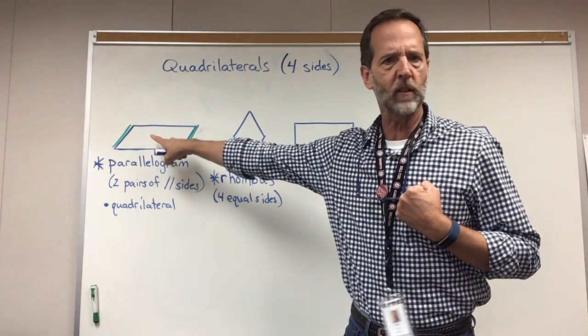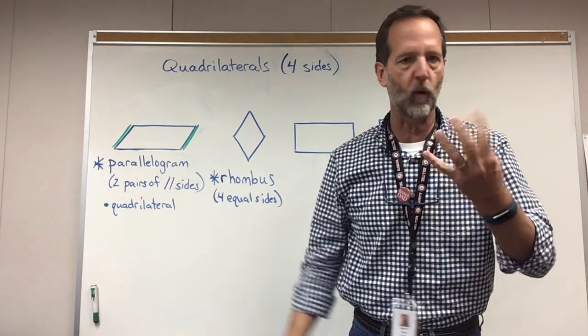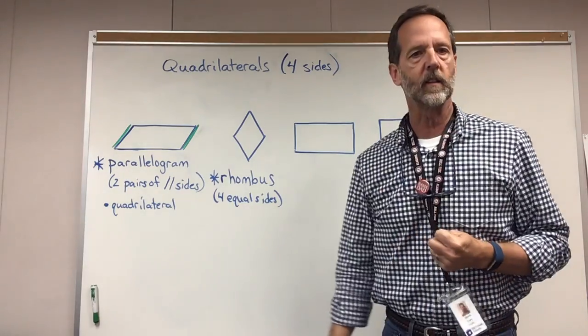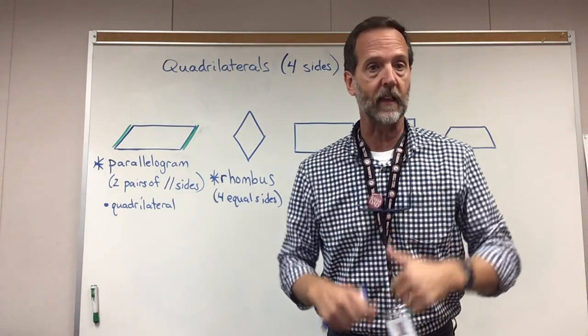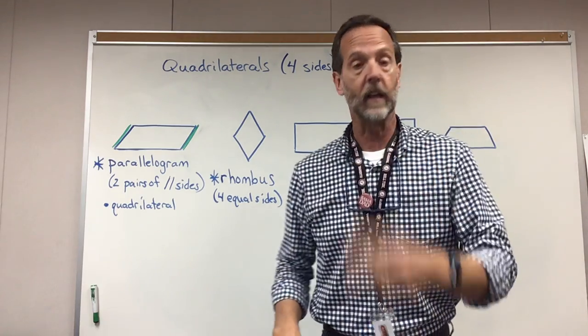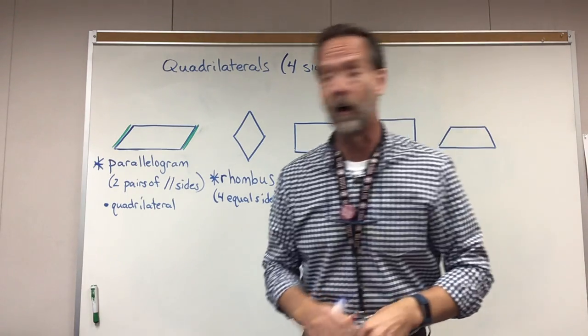Is this one a rhombus over here? It's not. It didn't have 4 equal sides. This one does. So, we check the length. That's the first thing. We want to check the length. They're all equal.